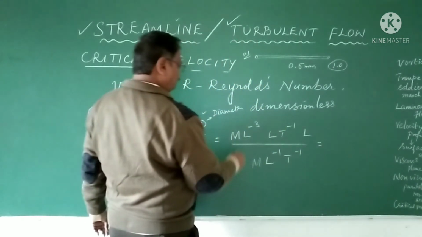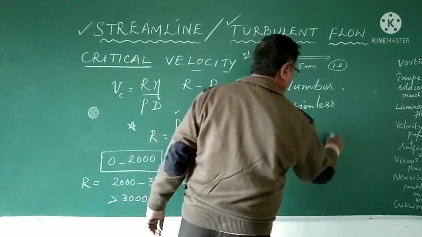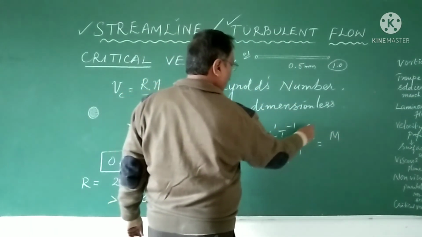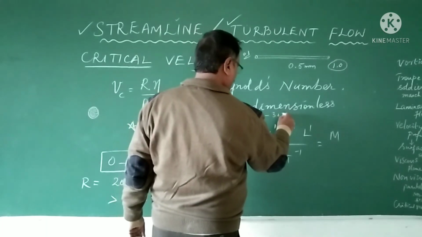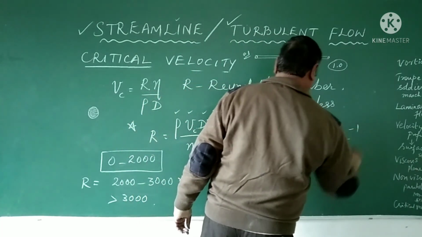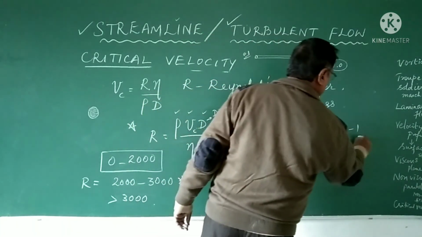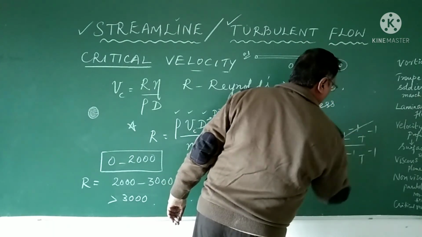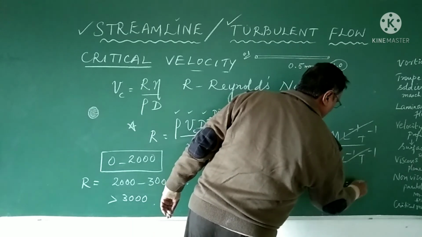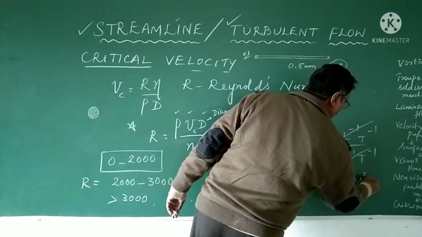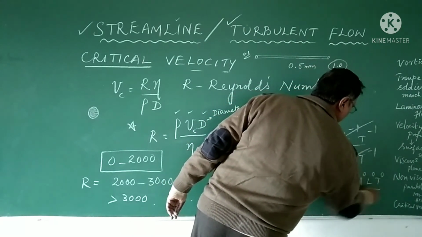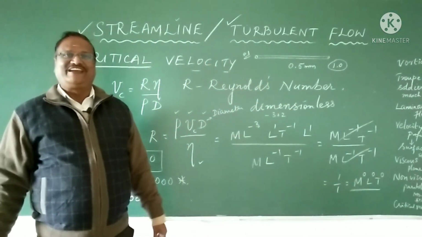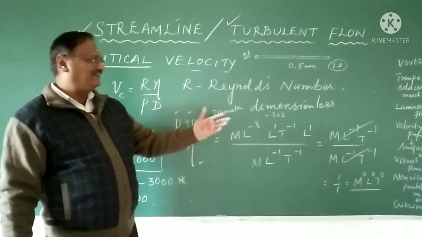That is equal to M, only one M is there, L power minus 3 plus 1 plus 1, that is 2, minus 3 plus 2, L power minus 1, T power minus 1 upon M L power minus 1 T power minus 1. So you have 1 upon 1. So you have M power 0, L power 0, T power 0. This is nothing but no dimension. It is a dimensionless quantity.